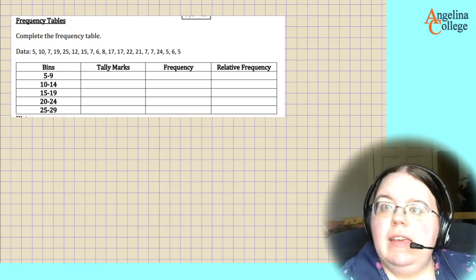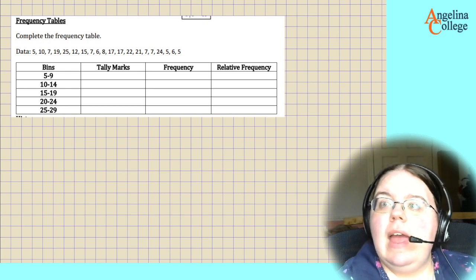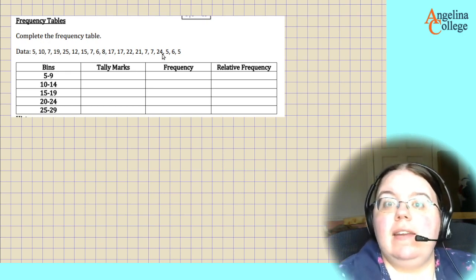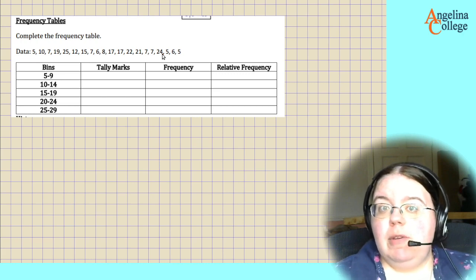In this problem, we're taking a look at a frequency table, and we're going to fill it in based on this data set. Now, I don't know what this data set is from. It might just be random numbers. It might be from something. I really don't know.